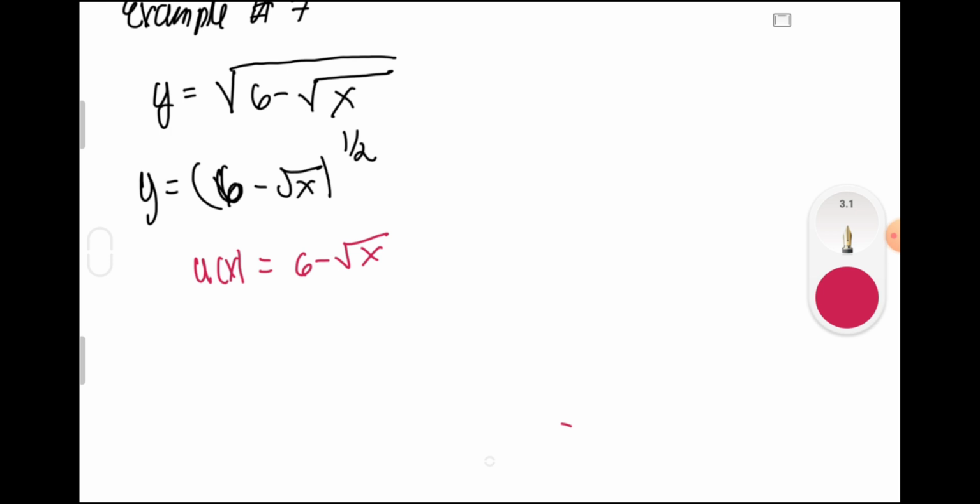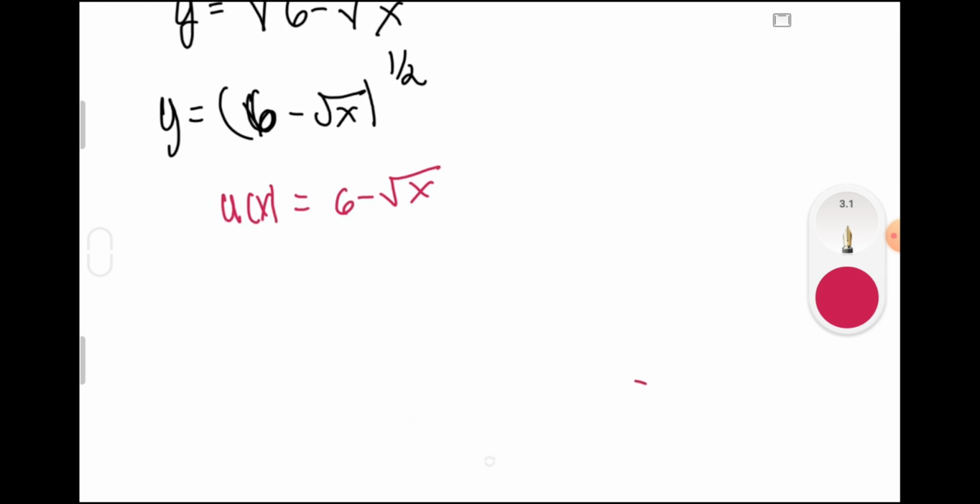there are some cases wherein wag mo siyang direct na gagamitan ng differential rules. Pwede na before doing this, i-simplify mo muna para hindi ka mahirapan later on. Okay? But in my example, direct ko siyang ginagawa because it's already in its simplified form. Okay? So, u of x is equal to 6 minus the square root of x, and our n here is equal to 1 half.